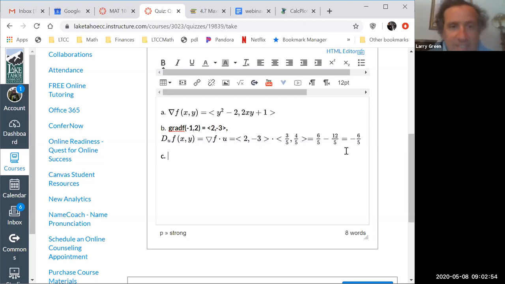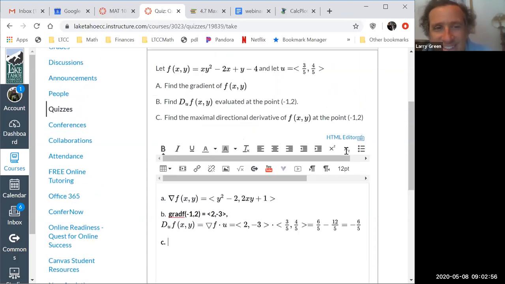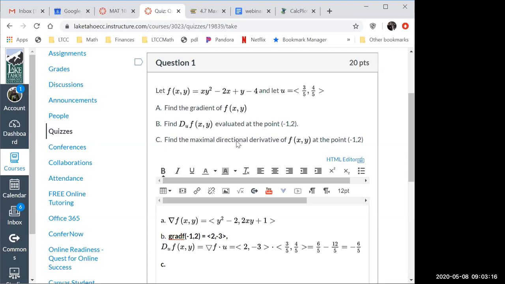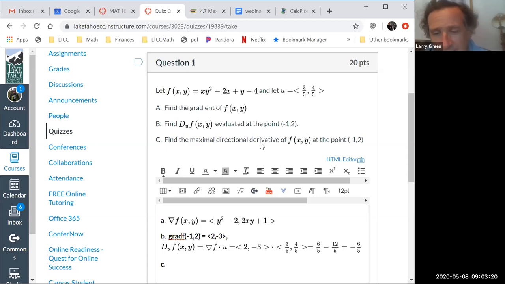Okay, part C. C is really easy if you know what to do. Find the maximal directional derivative of f at the point -1, 2. All right. What direction is the maximal directional derivative always in? We had a theorem about it. Not positive f. It's a good idea, though. What's the direction at which the maximal directional derivative always lies?